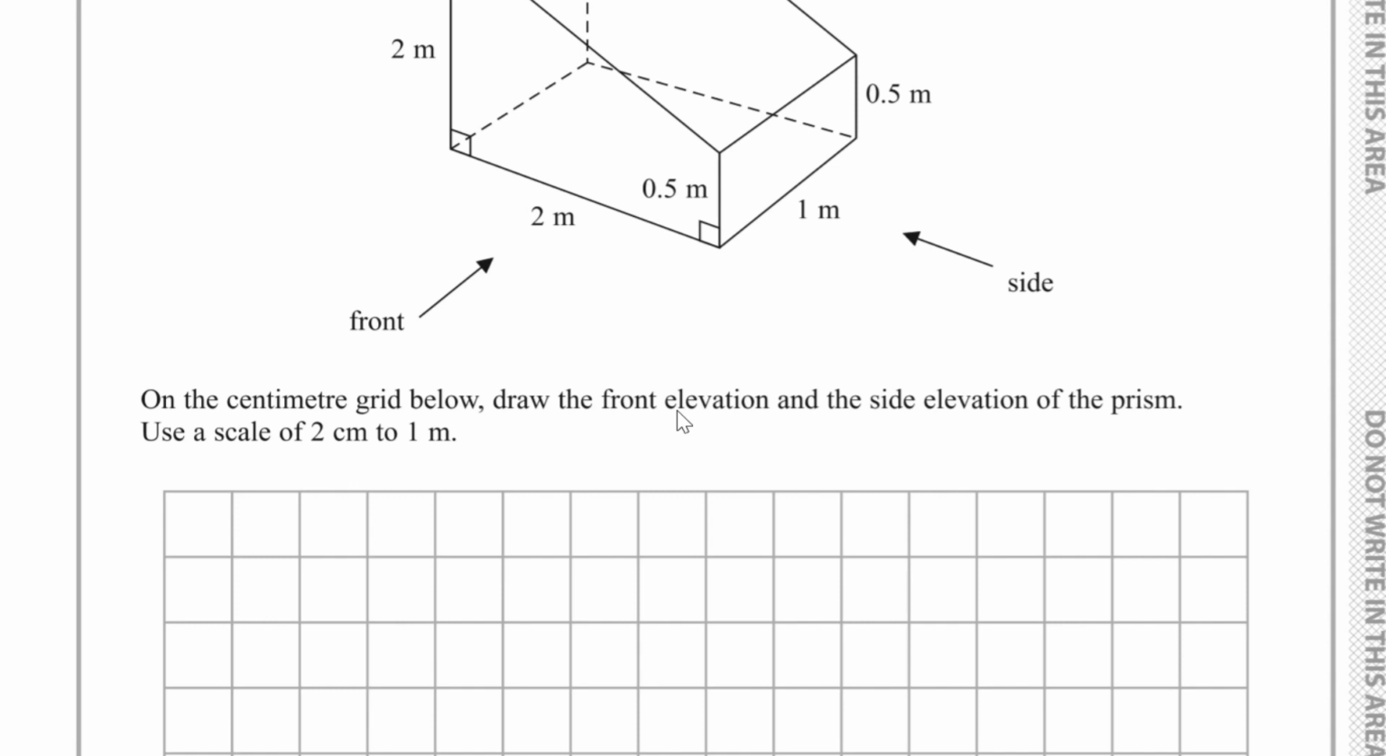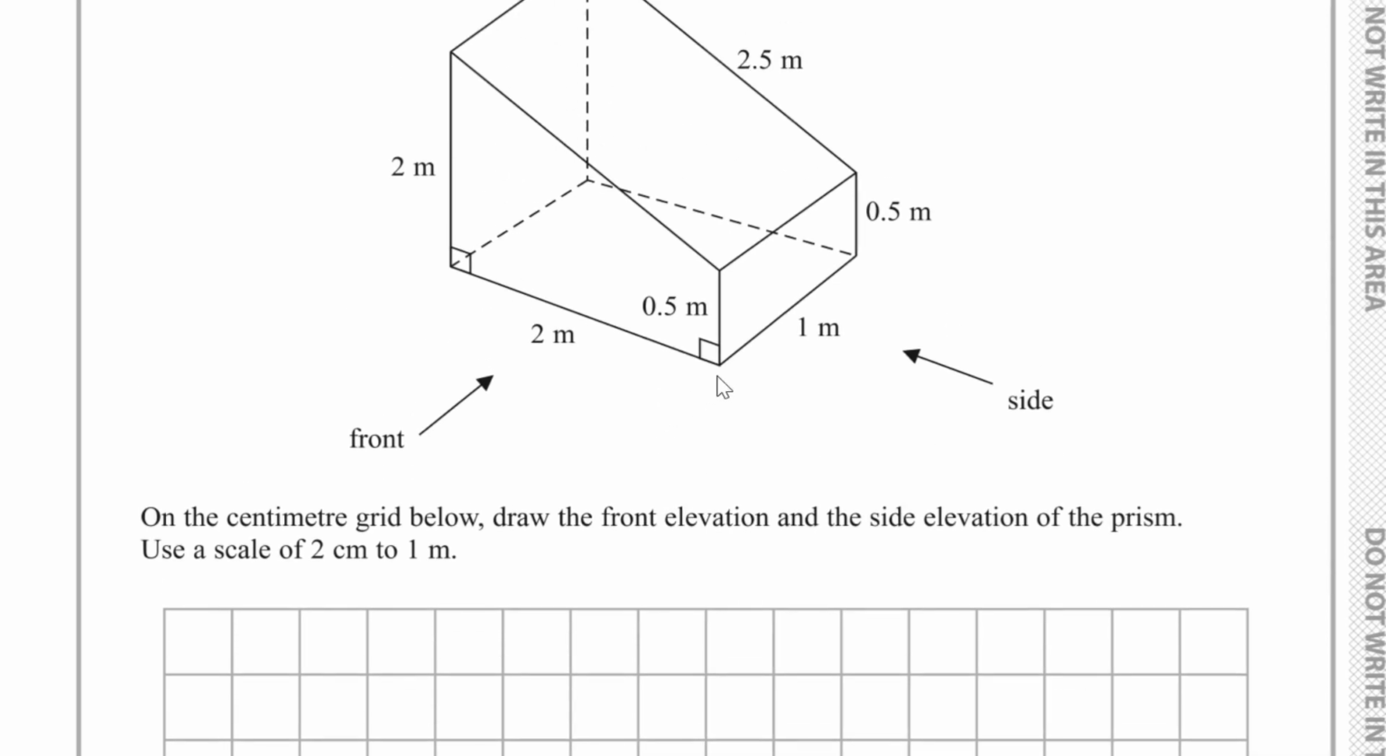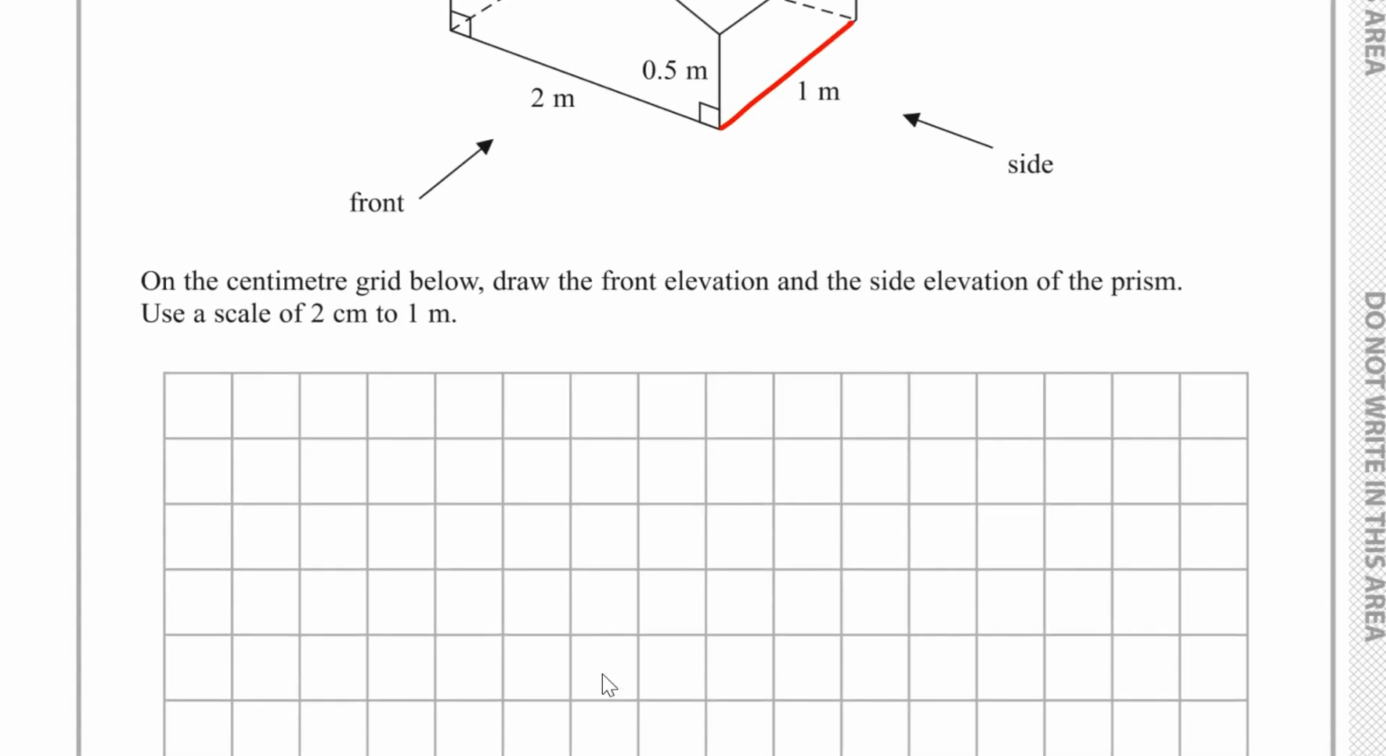So if we first of all take a look at the side, we've got this 1 meter over here. So let's just highlight this. Here we've got a 1 meter length, which will be 2 centimeters on this grid. So that will be this side over here. Actually, because it's the bottom one, let's just draw it here.